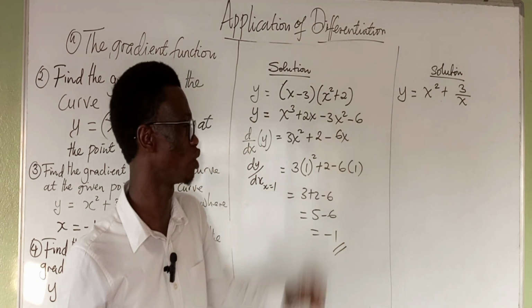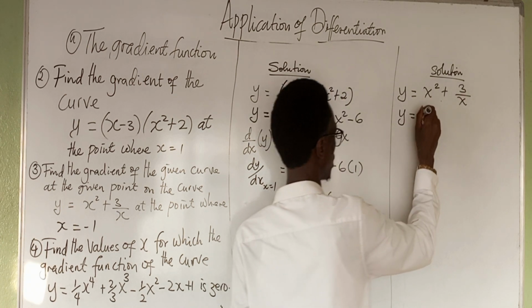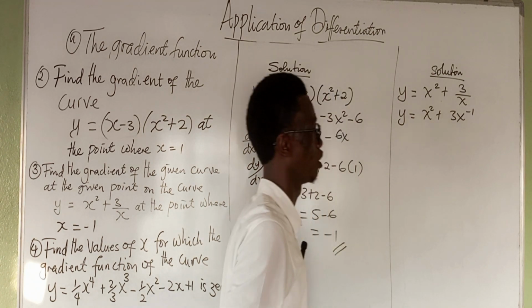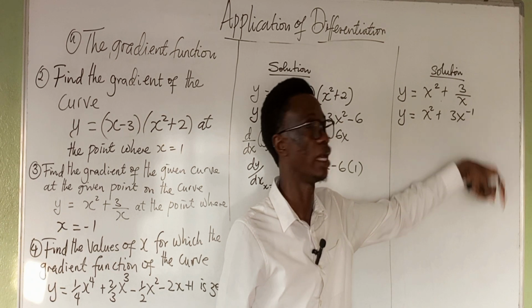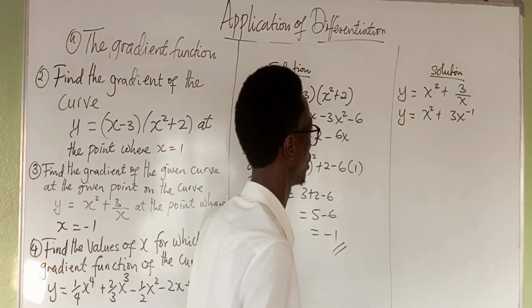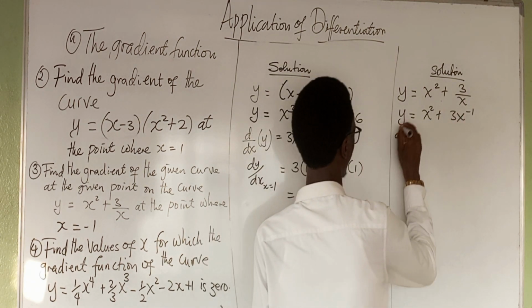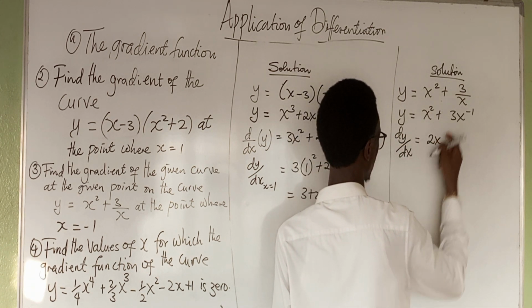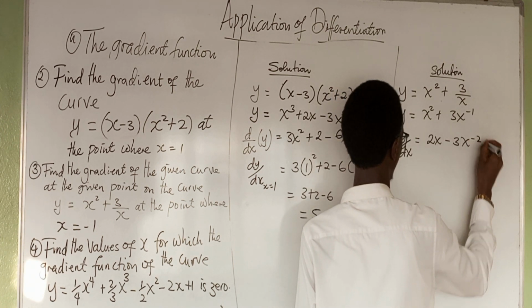So the same thing, we just have to differentiate this. But before differentiating this, we have to change the division. So this becomes x squared plus 3 raised to minus 1. Okay, so taking this one from the bottom, bringing it up, it carries a negative power, which is minus 1, because the power here is minus 1. So now we differentiate. So we have dy by dx equals to, when we differentiate this, we have 2x. When we differentiate this, we have minus 3x raised to minus 2.